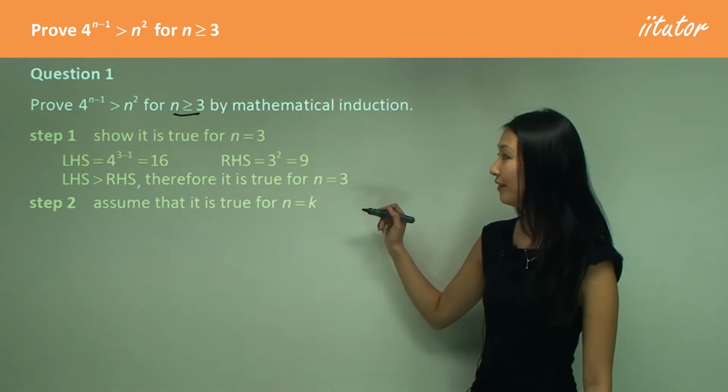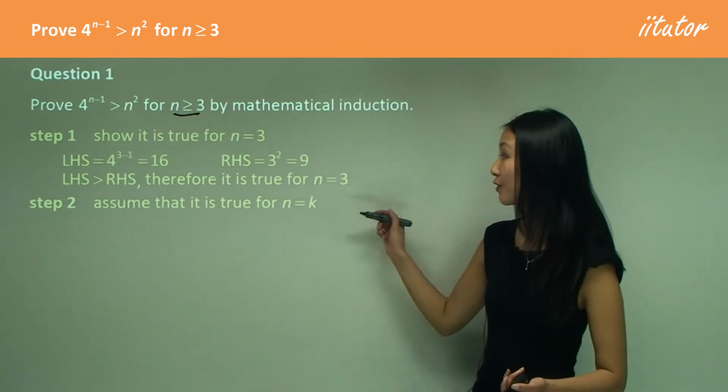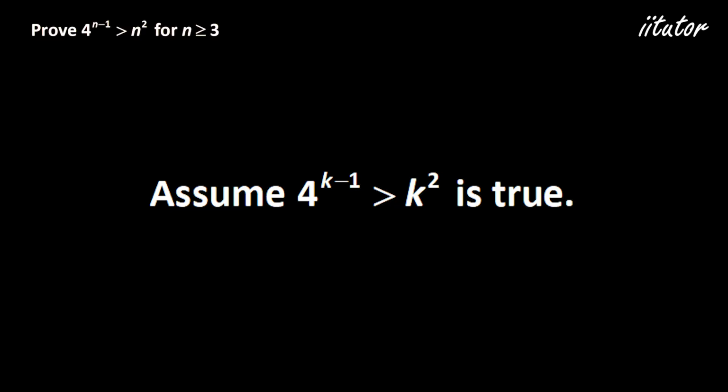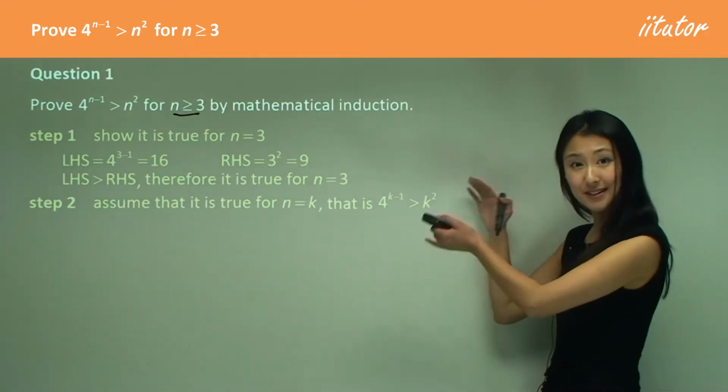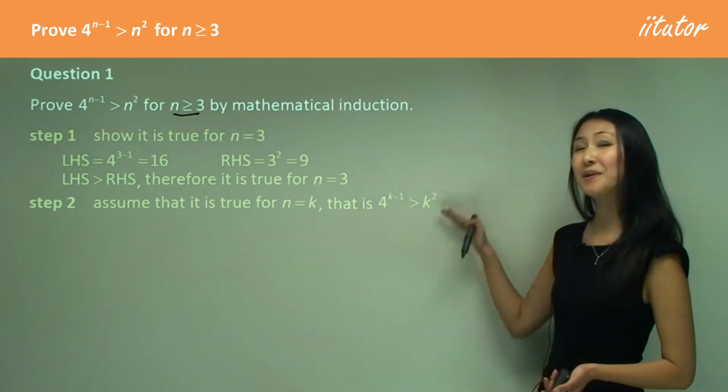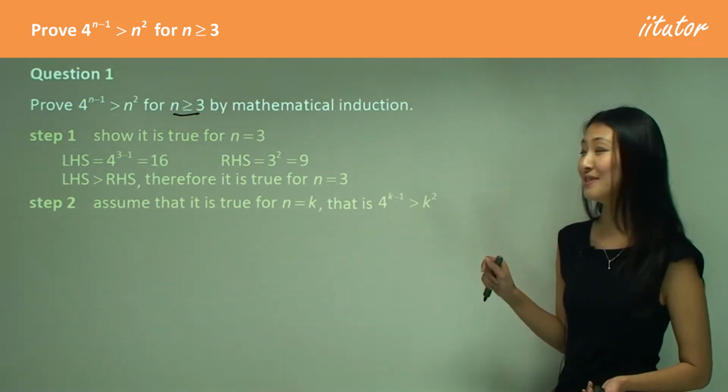In step 2, we want to make the assumption that's true for n equals k. And for inequalities, we just do what we normally do, just substitute in k. So we assume that 4 to the power of k minus 1 is greater than k squared. As always, we do use this assumption in step 3. So we want to keep our eye out for when we can use this assumption.